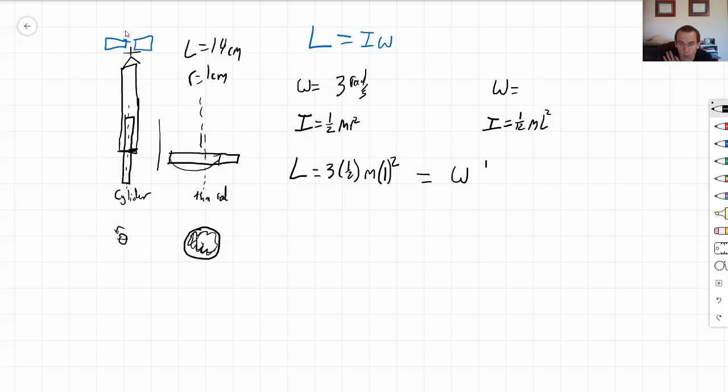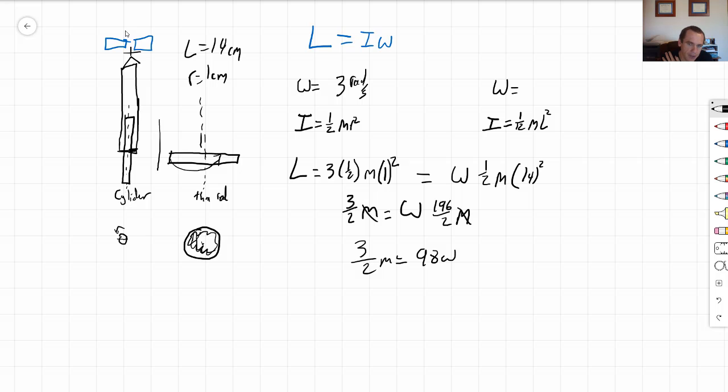And so this would be equal to omega times 1/12 m times L squared. And L is 14. I'm going to go ahead and leave it as centimeters, because we're going to divide them out and it's not going to matter. So I have 3/2 m equals omega times 196 over 12 m. The m's cancel, it's on both sides. 14 squared is 196, so that equals 98 omega, and I can divide both sides by 98.